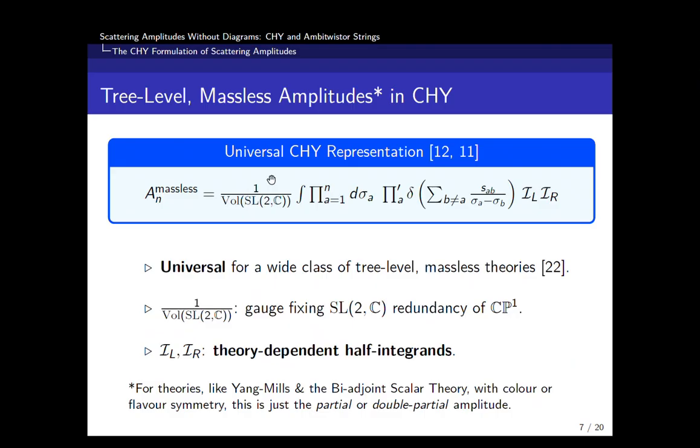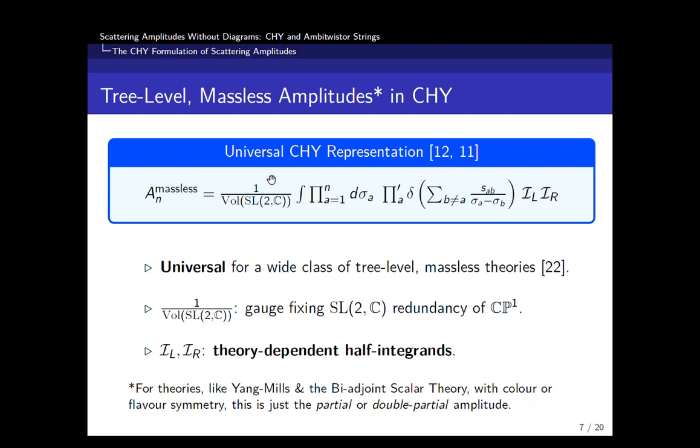Basically, we're looking at an integral over the moduli space of punctured Riemann spheres. So if you solve this set of scattering equations, you've got your amplitude, all right? So this structure is universal for a wide class of massless theories, going from Yang-Mills, gravity, bi-adjoint scalar theory, all the way to DBI, nonlinear sigma model, Einstein-Maxwell scalar, and so on.